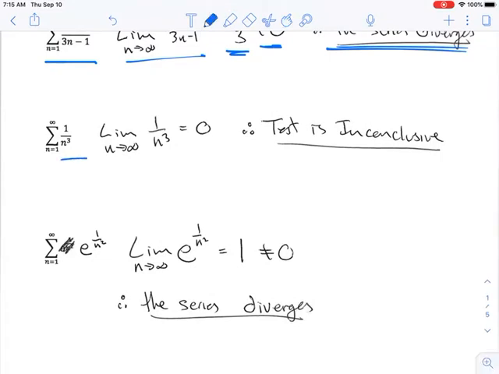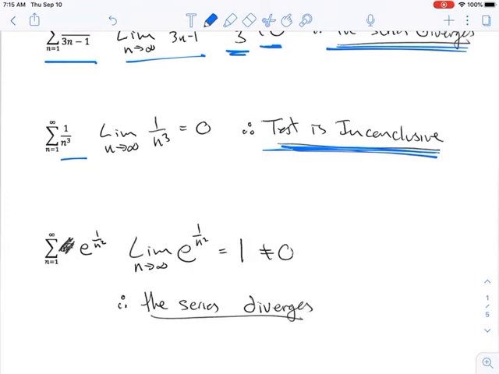So the series from n equals 1 to infinity of 1 over n cubed, if we take the limit of the sequence, we can clearly see that that equals 0. And so therefore, the test is inconclusive, and we don't know. We would have to go on and do another test.